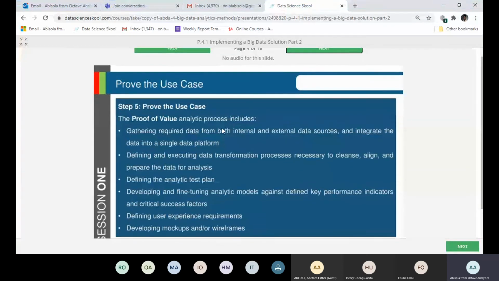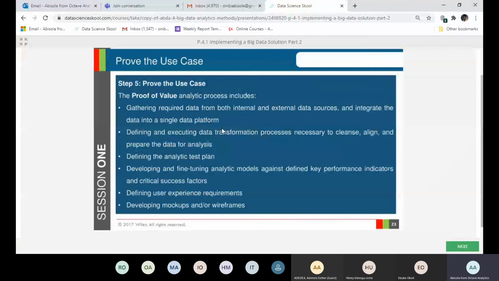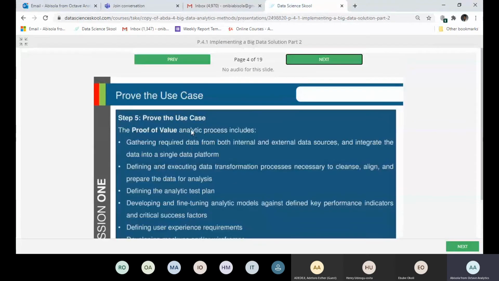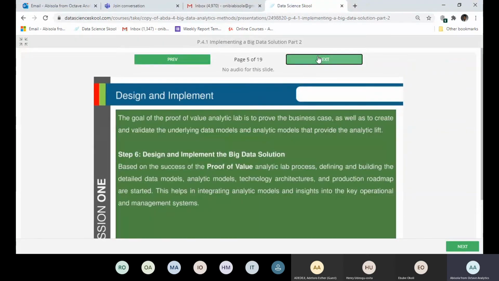Then step 5, prove the use case. So in prove the use case, you are trying to prove out a business case using a financial model. So you create a financial model that shows them that, okay, this is what we are going to create for you, and this is what we are going to achieve in the long run. So majorly what you do in this phase is you are developing a mock-up. So you can develop a mock-up of maybe a visualization or a model that you're going to follow, and then you're going to show them and tell them why this is going to work or why you should do this. So that is about step 5.